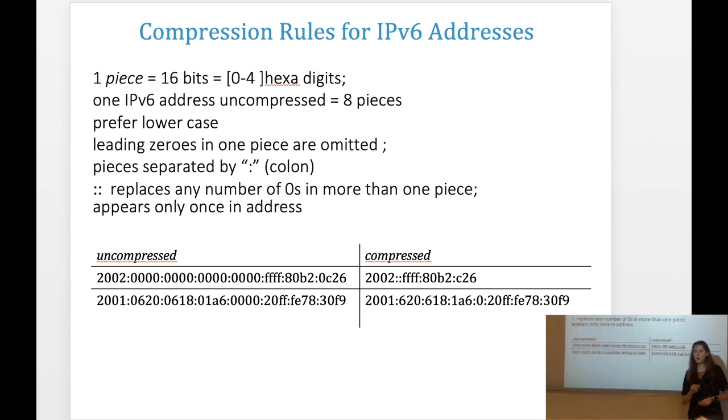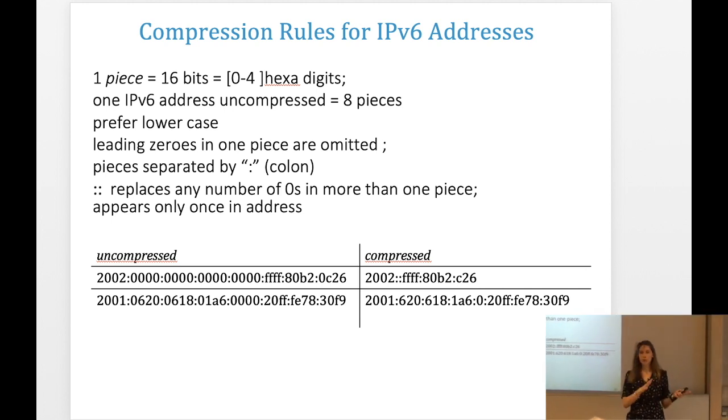But this can happen only once in the address because you need to be able, from the compressed version, to have the unique possible complete address, not compressed. So if you use the double colons twice, for instance, you will not know how many zeros should go first, how many after. So you can use it only once.